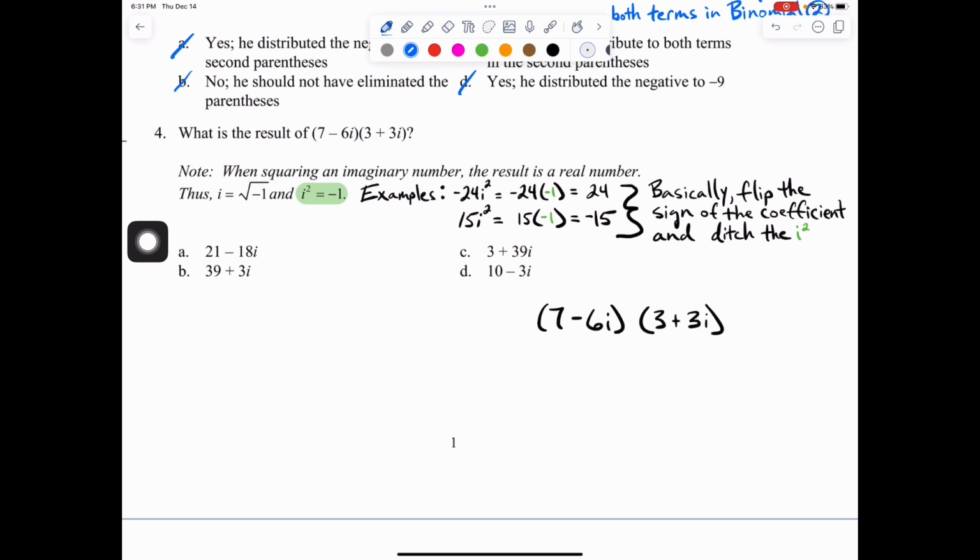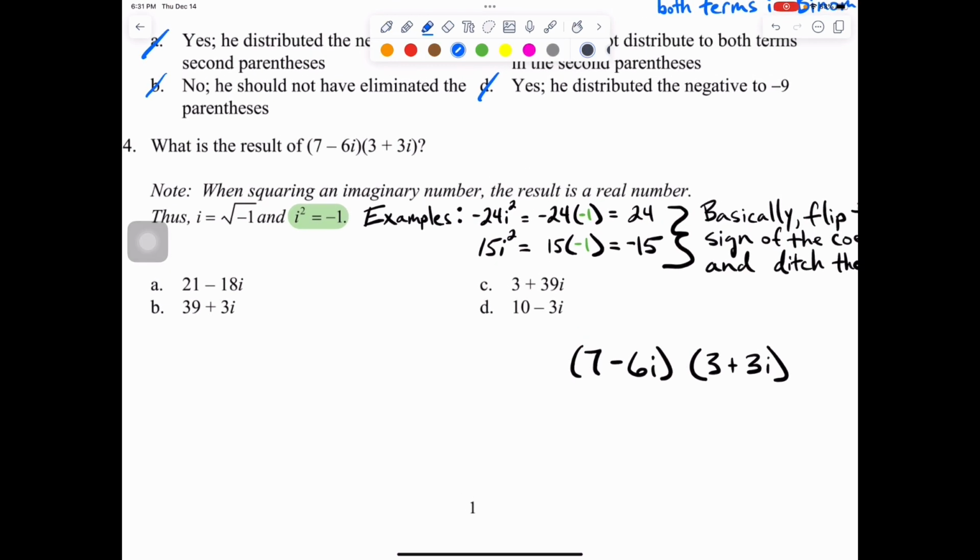Okay, so let's take a look at this and see what we have. We have a 7. There's nothing in between. There's no addition or subtraction. That means we need to distribute. We will start off with 7 times 3. I'll write this right below, giving us 21. 7 times 3i gives us plus 21i.